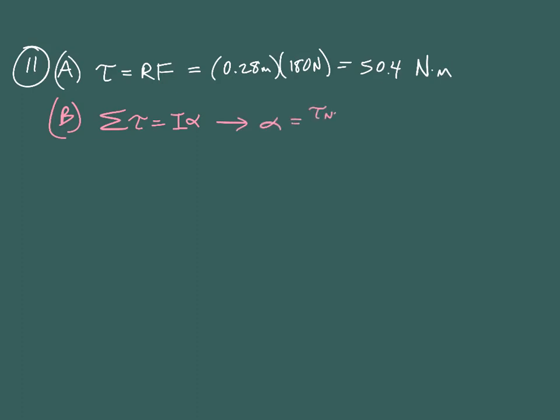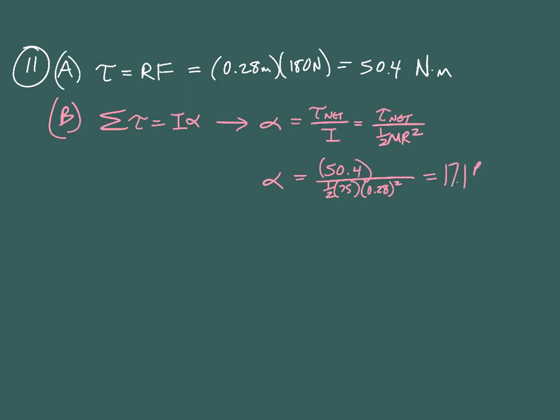And you get net torque. We only had one torque anyway, over this moment of inertia. So net torque over 1/2 mr squared. That's what it would be for a solid disk. So alpha is going to be 50.4 over half of 75 kilograms and 0.28 meters squared. So my alpha is 17.1 rad per second squared.